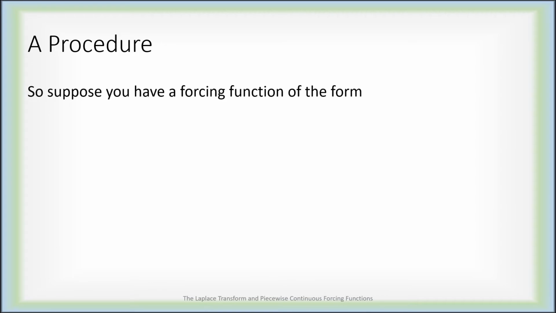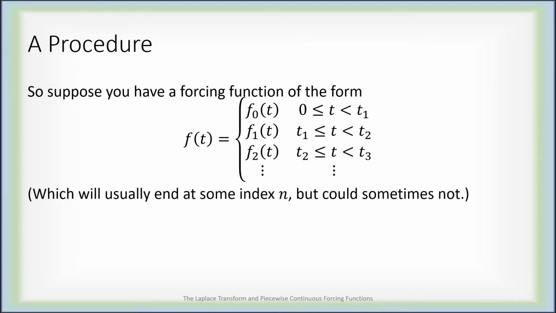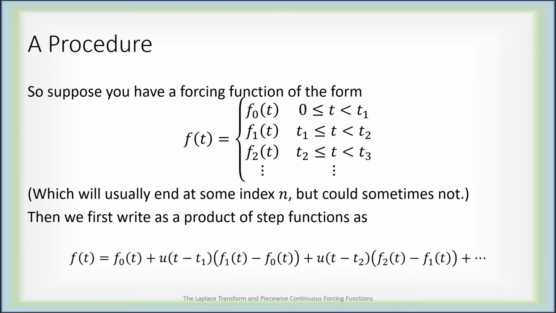So suppose you have a forcing function which is piecewise continuous in this manner. What we want to do is develop a general way to represent it as a sum of various terms, step functions times shifted functions. Usually this is going to end at some index. It's usually going to be finitely many pieces, but sometimes it might actually be infinitely many pieces. So first we write this as a product of step functions in the following way. This is our standard approach that we had in the previous lecture.